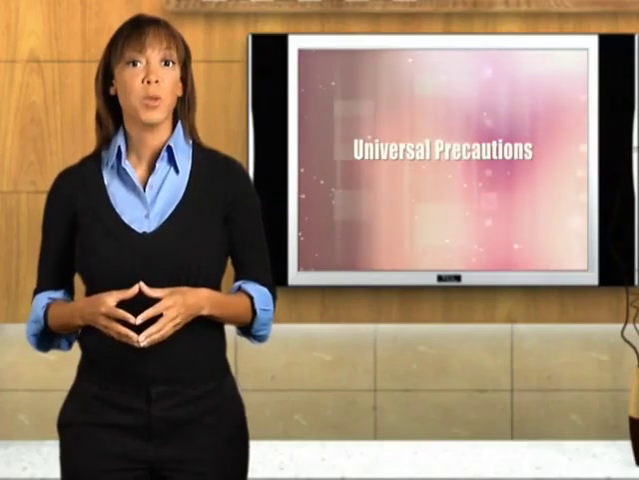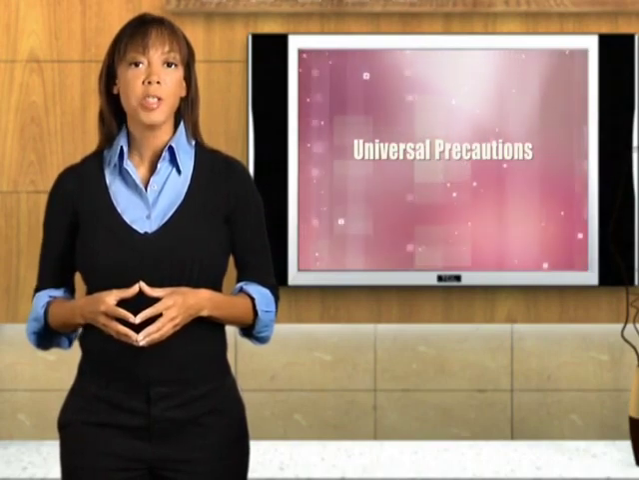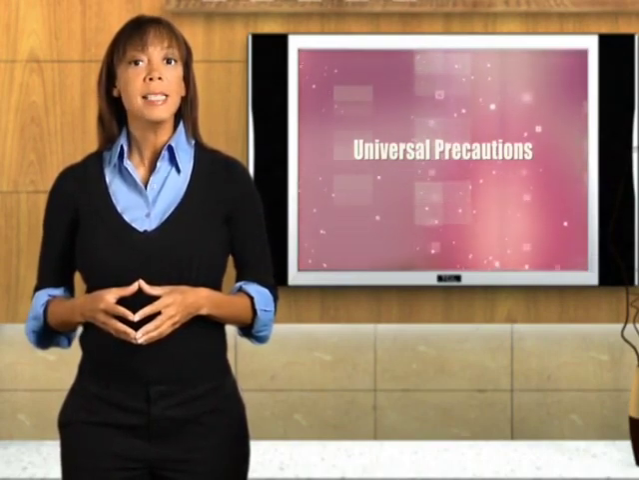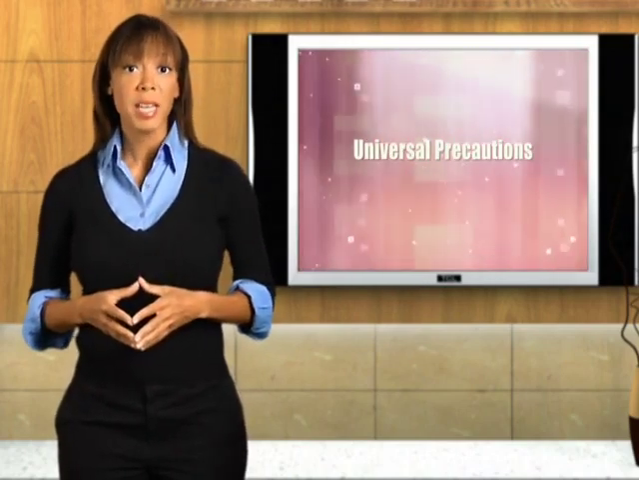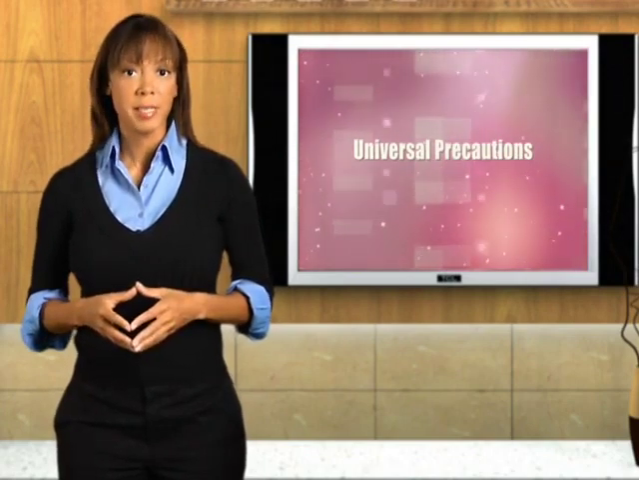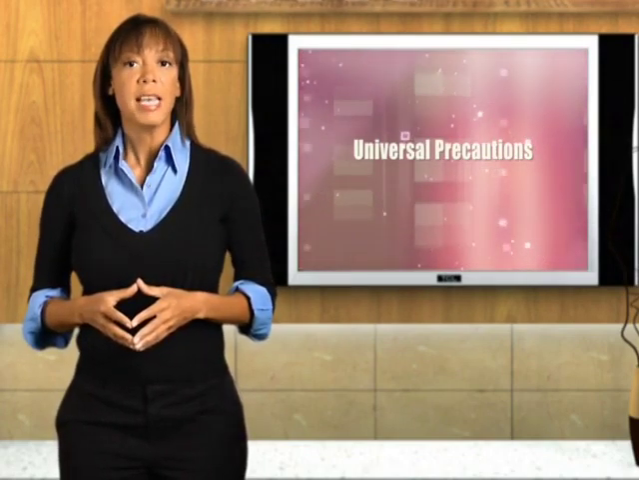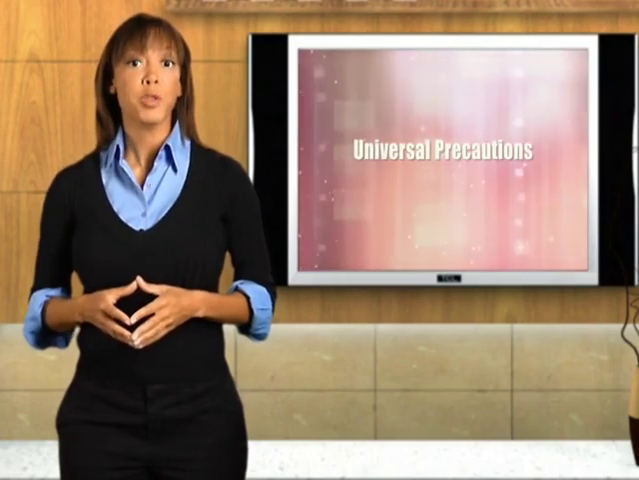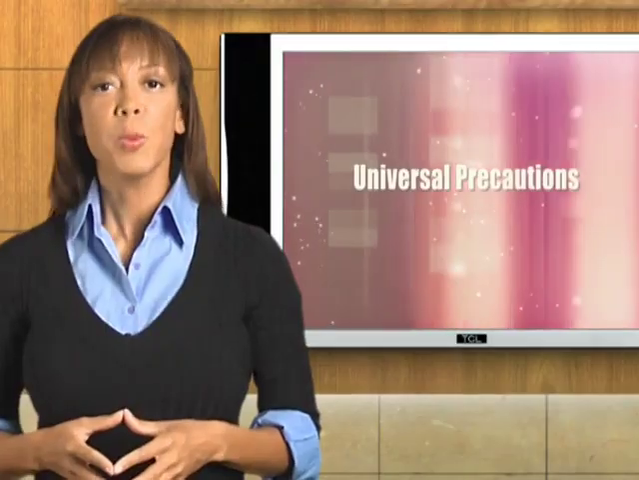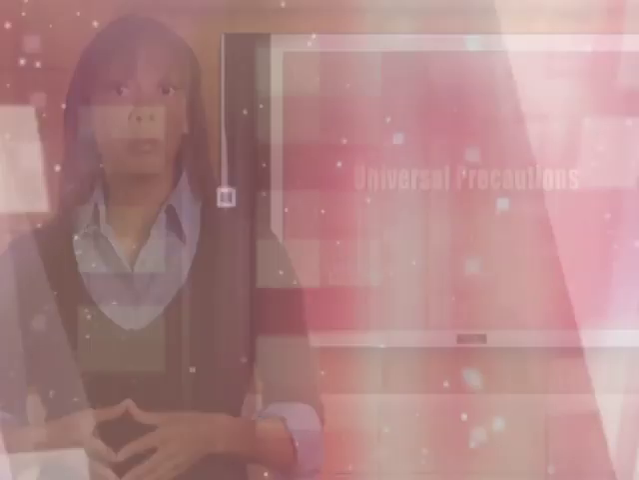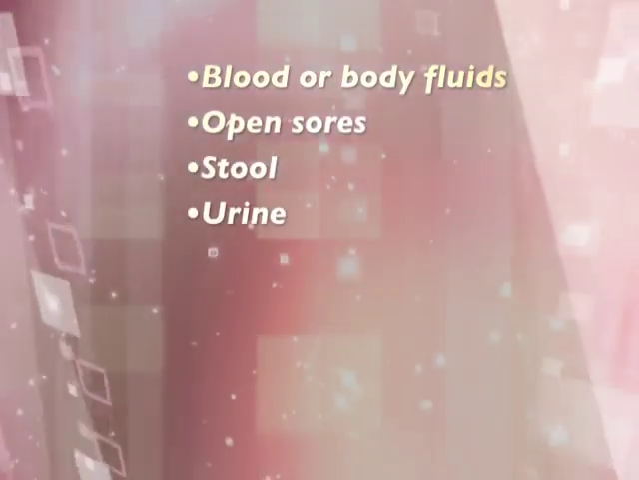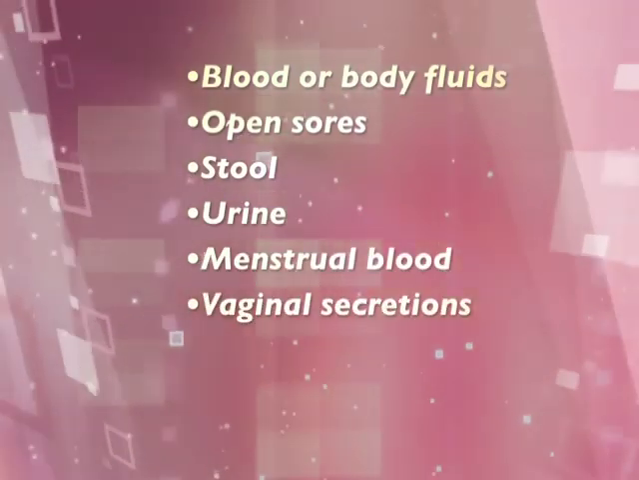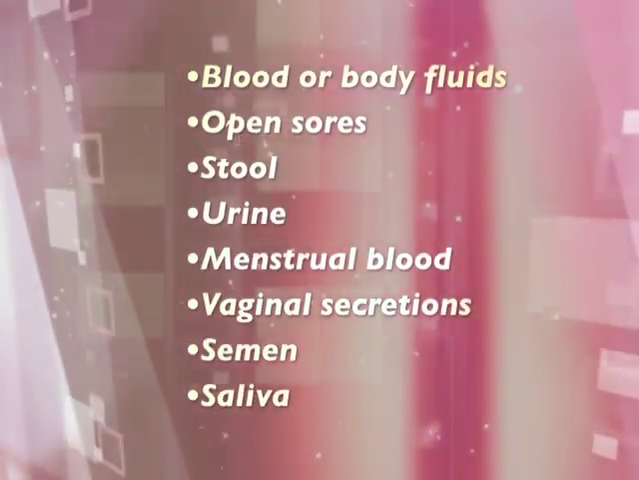Let's begin with universal precautions. Universal precautions are infection control guidelines designed to protect people from exposure to diseases such as AIDS and hepatitis B, spread by blood and certain body fluids. The idea of universal precautions is that all blood and body fluids should be treated as if they are contaminated. To prevent contamination, use protective equipment for situations that involve exposure to blood or body fluids, including open sores, stool, urine, menstrual blood, vaginal secretions, semen, or saliva when brushing or flossing.